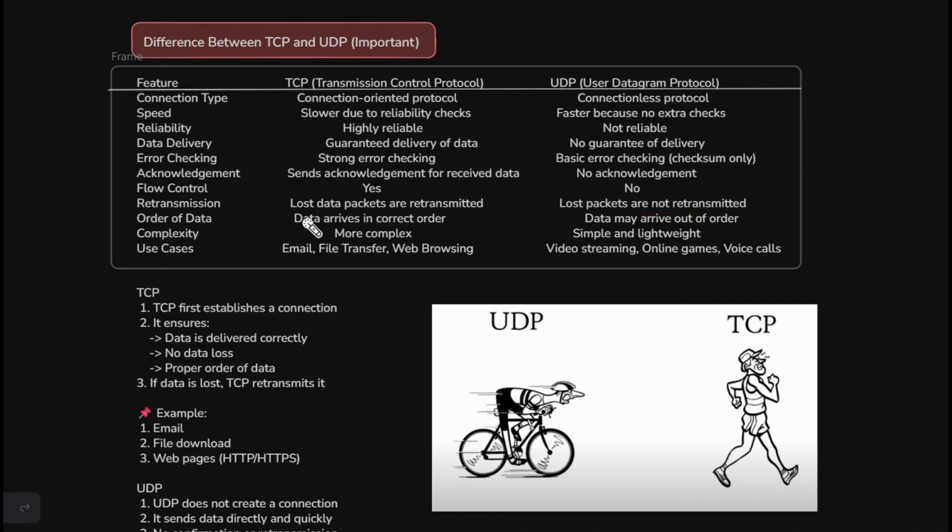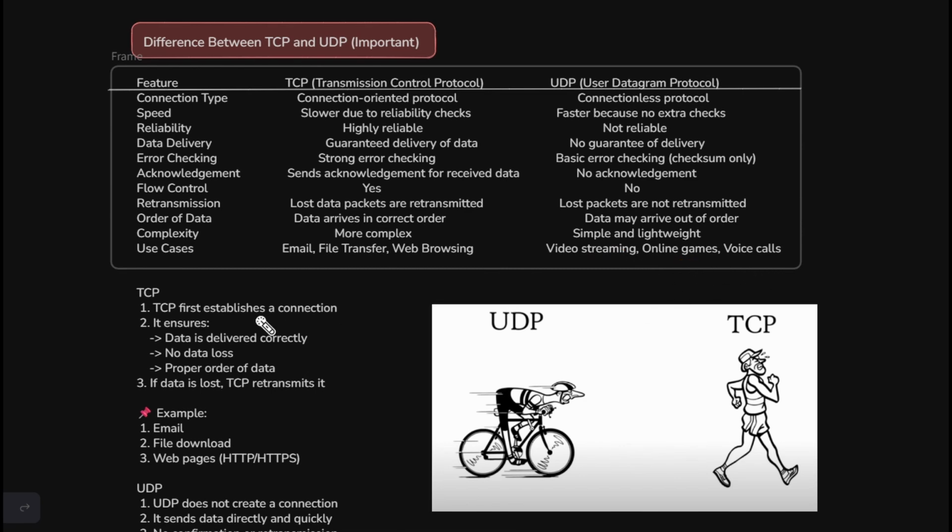Order of data. TCP ensures that data arrives in the correct order, whereas in UDP, data may arrive out of order, meaning data may not be in the correct order. Next is the complexity. TCP is more complex because of its reliability mechanism, whereas UDP is simple and lightweight. Use cases: TCP is used in email, file transfer, web browsing, and UDP is used in video streaming, online games, and voice calls.